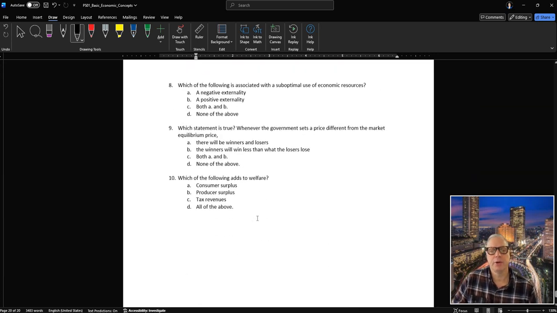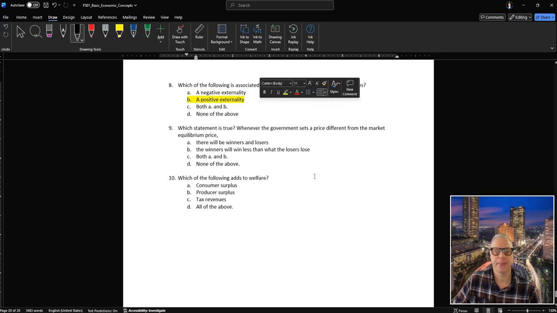Which of the following is associated with a suboptimal use of economic resources? Okay, suboptimal use of economic resources suggests we should produce more of it. Is it a negative externality? No, because with a negative externality, we produce too much of a bad thing. A positive externality, yeah, we produce too little of a good thing. So the answer here is B.